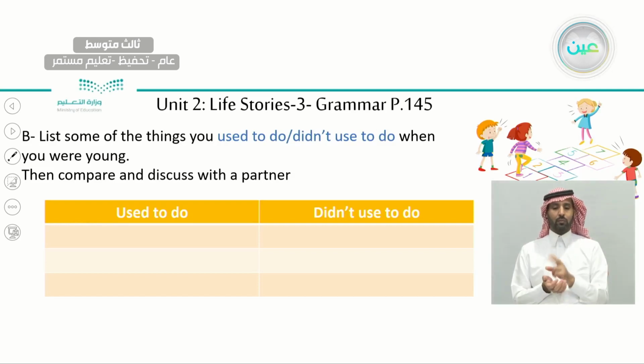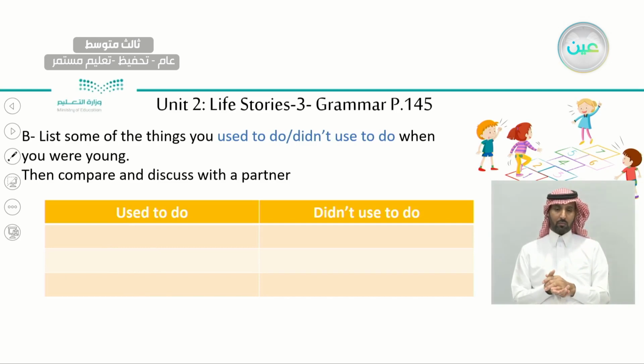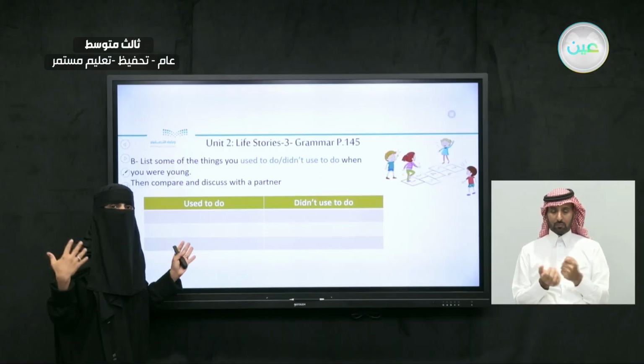So this is the grammar related to used to or did not use to. So we will practice how we use these sentences. List some of the things you used to do, did not used to do when you were young. Look back at the past. Remember, things you used to do and you stopped doing it. What are they? Write it here. Things you are doing now, but before you didn't used to do. Write it here. Okay? So you have to practice how to think about things you used to do.